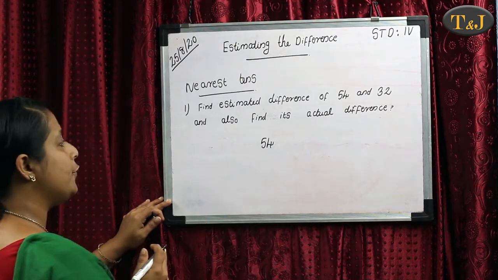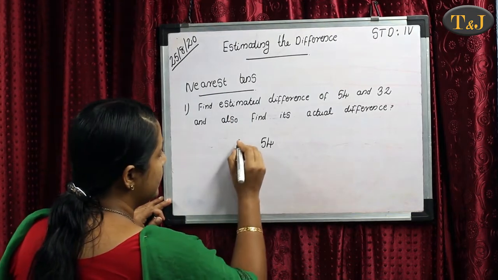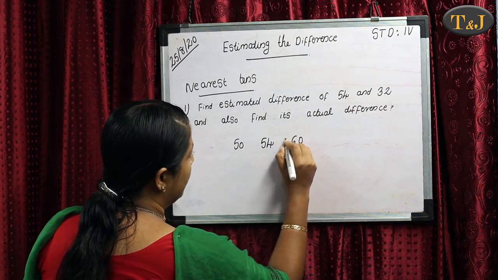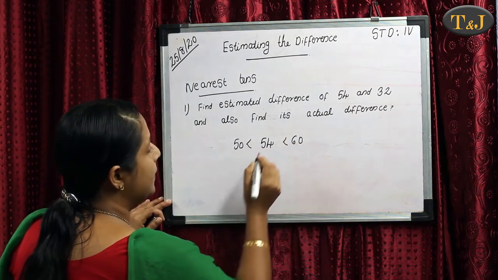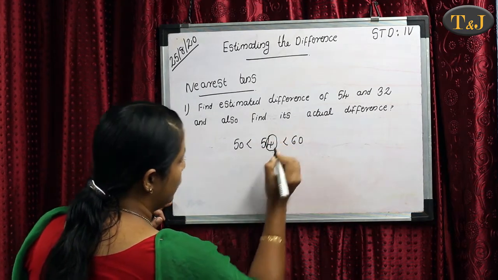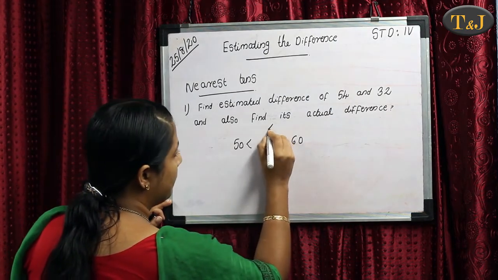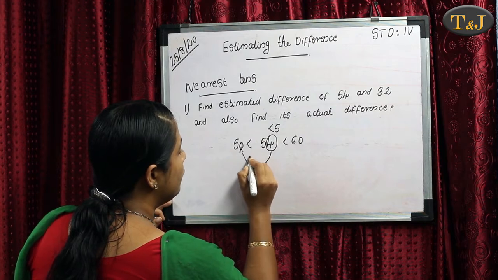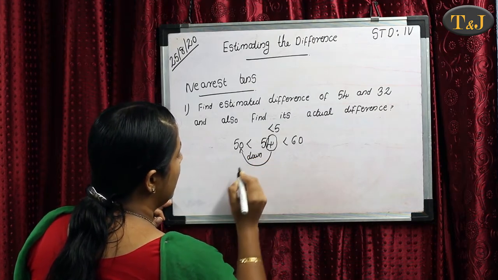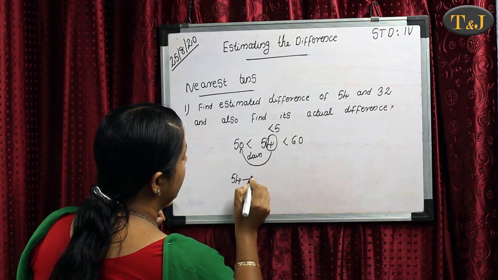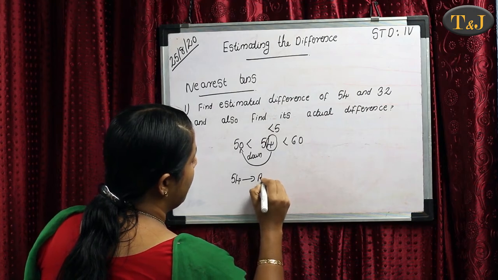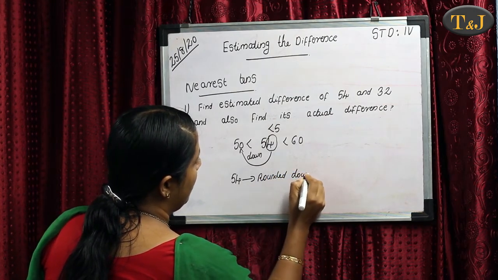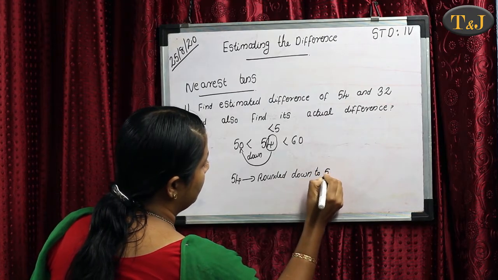We know that in the case of nearest 10, 54 lies between the numbers 50 and 60. Next take the ones place value. Here the ones place value is 4, so it is less than 5. Less than 5, it is rounded down to 50. Therefore our 54 is rounded down to the number 50.